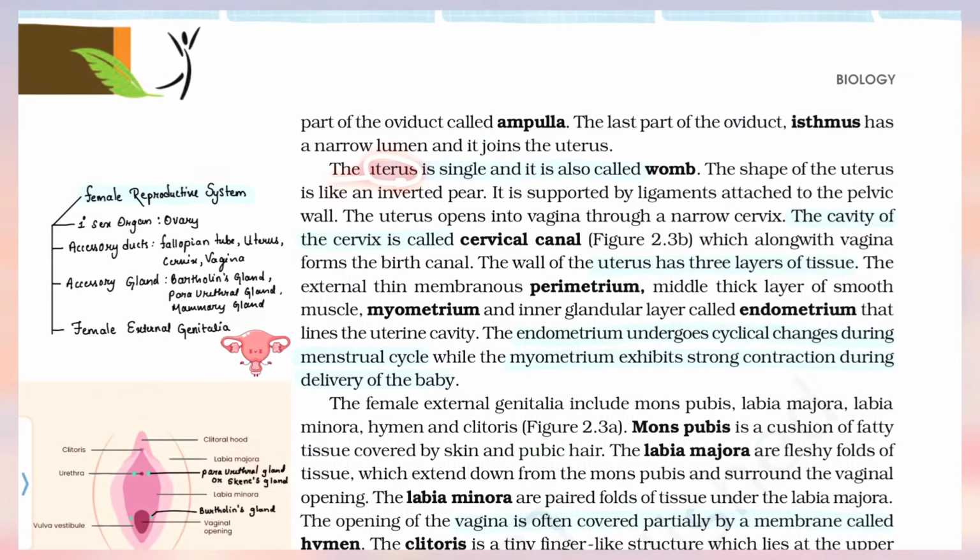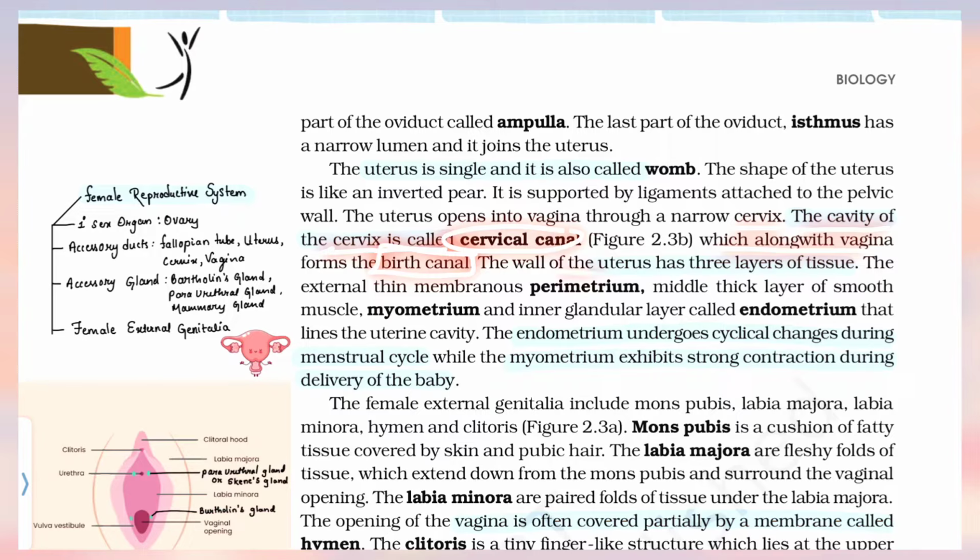The uterus is single and it is also called womb. The shape of the uterus is like an inverted pear. It is supported by ligaments attached to the pelvic wall. The uterus opens into the vagina through a narrow cervix. The cavity of the cervix is called cervical canal, which along with the vagina forms the birth canal.